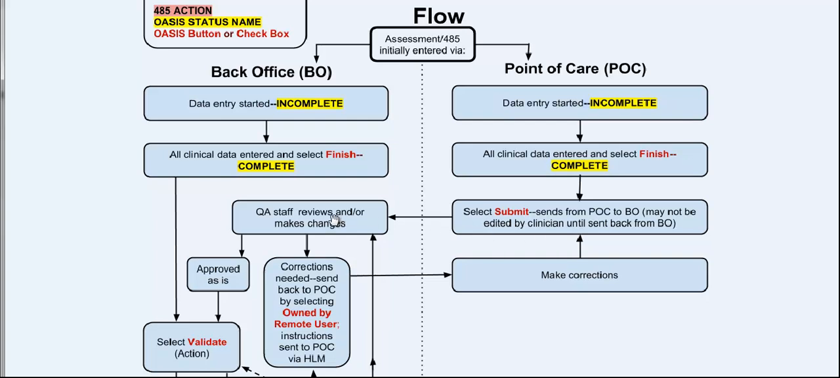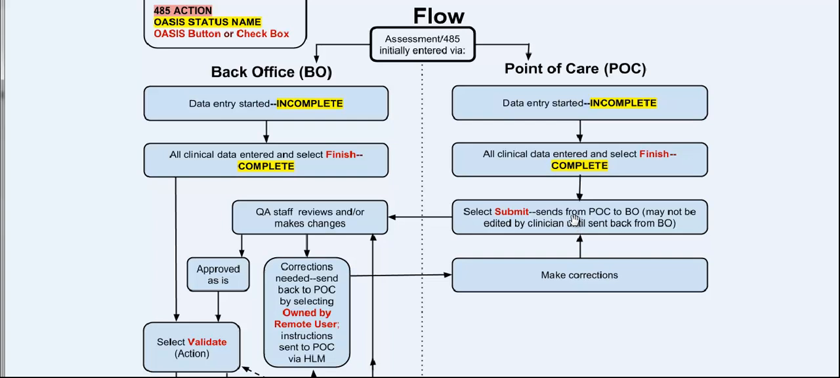The assessment can be entered initially in the back office, which is not the normal route, but if you have a clinician that does not have a point of care device or is not able to access a computer to enter the assessment themselves, then you can do the assessment for them in the back office. So by looking at the yellow highlight here, we can see what the status of the assessment is as it flows from one step to the next. So it starts out as incomplete in the point of care, or open. Then when it's finished, it becomes complete.